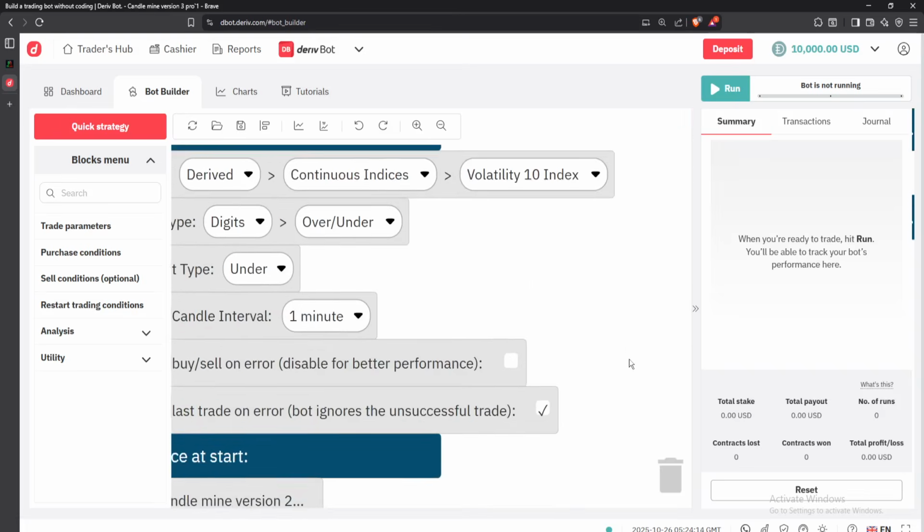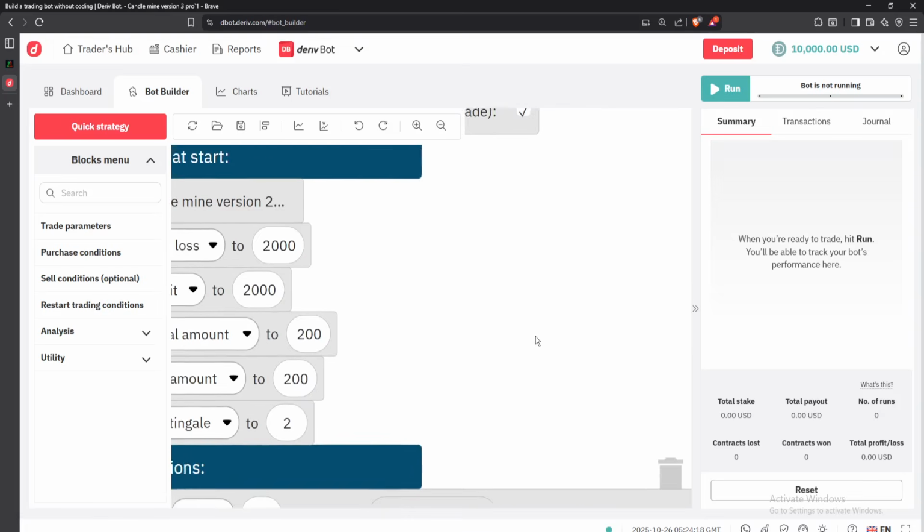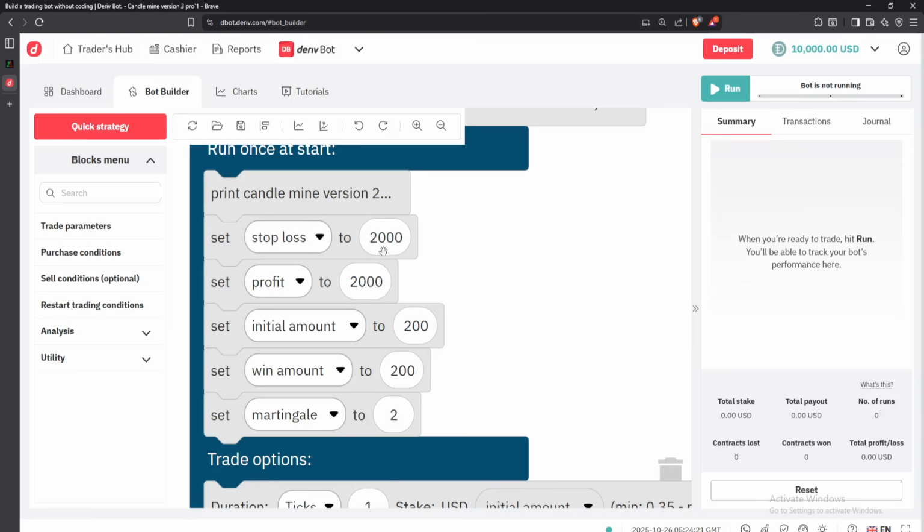Currently I'm trading volatility 10. I'm trading under, let me show you, under 7. My stop loss is 2,000, my take profit is 2,000, my initial amount is 200, my win amount is 200. Remember what I told you guys, in terms of stake, use 2% of your capital. In terms of stop loss and take profit, use 20%.